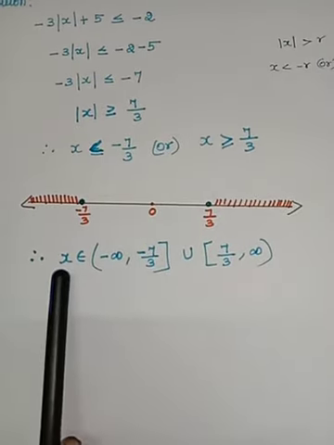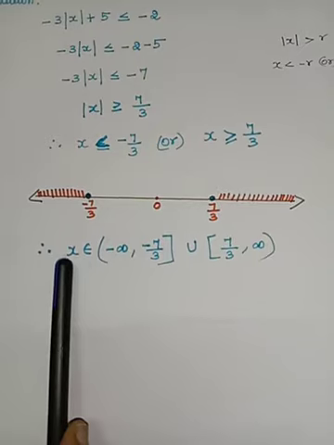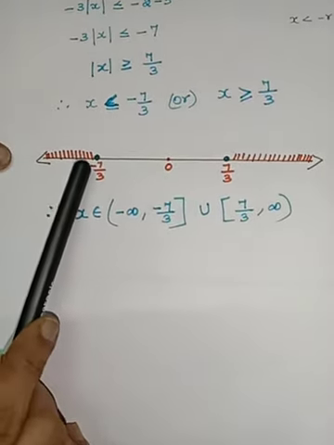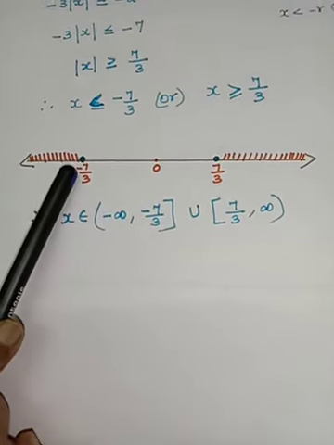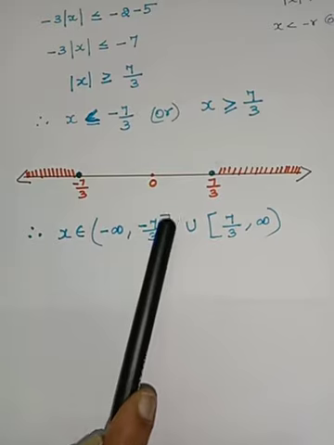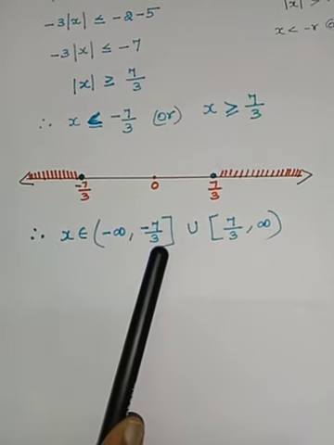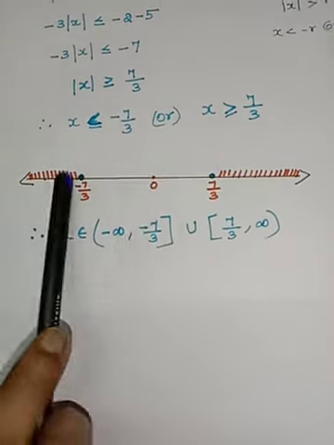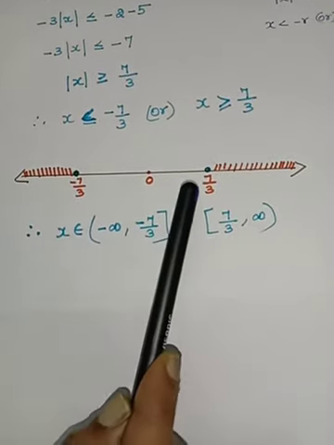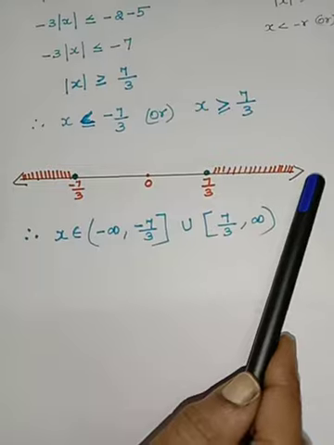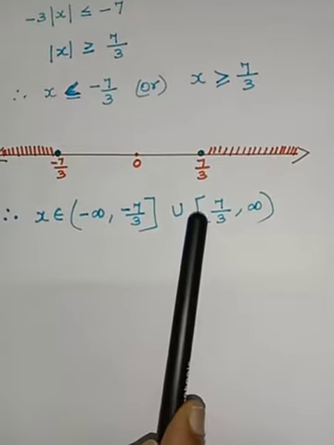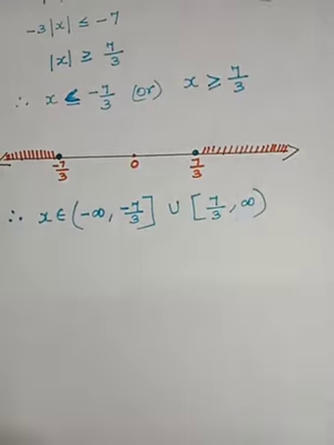So here I have denoted the interval notation. So see that, x belongs to where from? Minus infinity to minus 7 by 3, and you see that minus 7 by 3 is included. So I put a square bracket here. Union, because both the intervals are there. So you have to write union, and this 7 by 3 to infinity. This 7 by 3 is included. So here I have used a square bracket, to infinity.